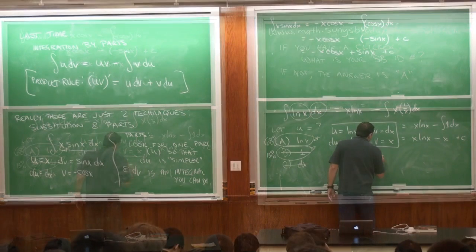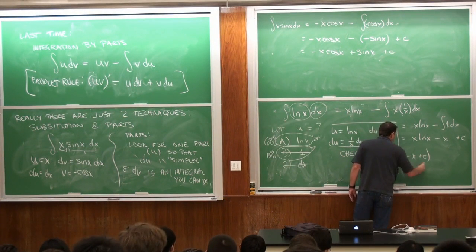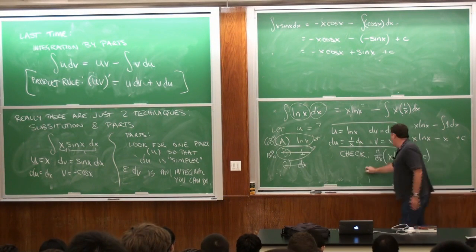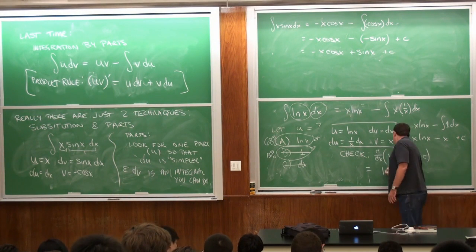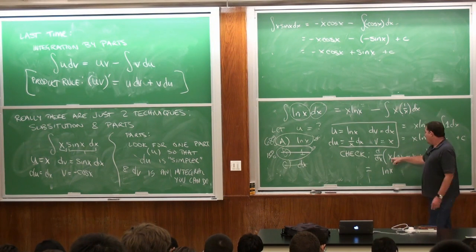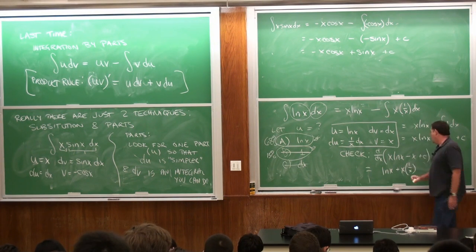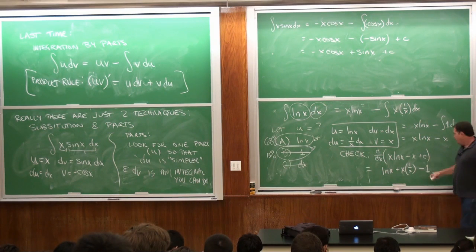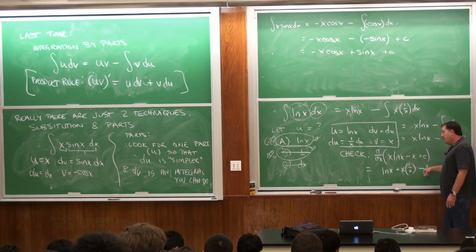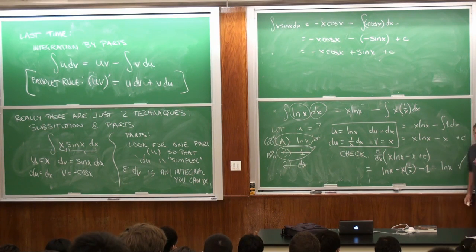So we just take the derivative of x log x minus x, and when we take the derivative, we have to use the product rule here. So the derivative of x is 1. That leaves me the log x lying around. And then x times the derivative of log x, which is 1 over x, minus the derivative of x, which is 1, plus the derivative of a constant, which is 0. And so I get log x plus 1 minus 1. So that's log x, and so that's good.